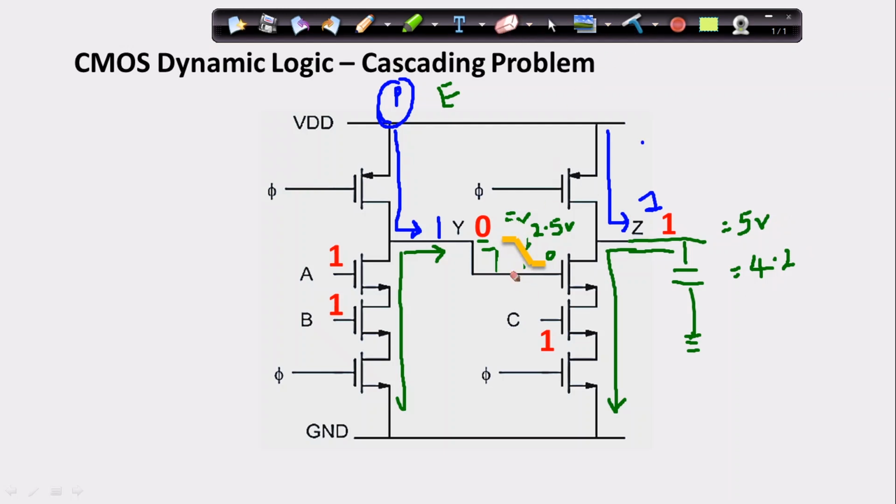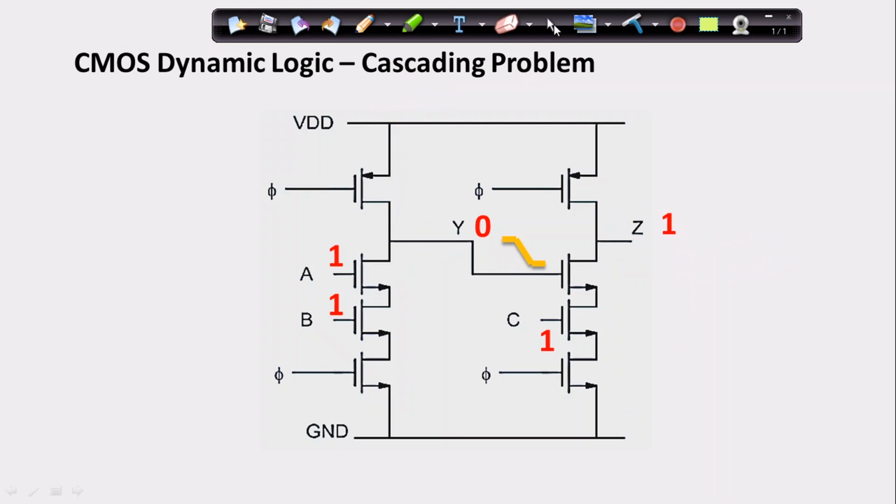This is one of the drawbacks we have in terms of the cascading problem. That means my logic is not going to be the same. So this is the problem with dynamic logic. One was the leakage or floating point, and one more is this cascading problem.